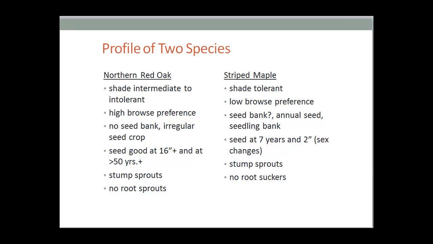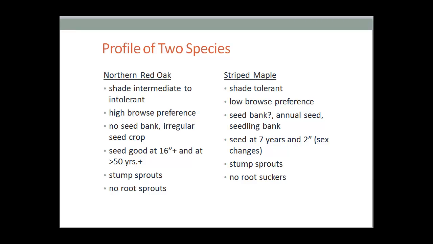Contrast that to striped maple. This is a species that's tolerant of shade. It's not preferentially browsed. It probably does not form a seed bank. It does produce seed on a very frequent interval and will form a seedling bank. So the seedlings will form and then remain dormant in the understory, or stagnant.